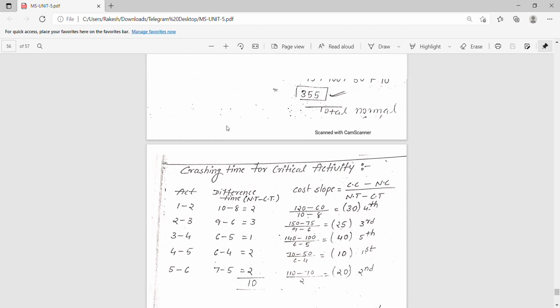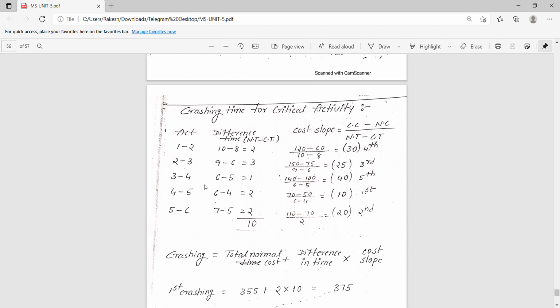Next, crashing time for the critical activities. To calculate the crash time, we only have these six activities in the critical path, so we are only going to consider these. Difference in time means the change in time, that is normal time minus crash time. This normal time and crash time are given in the question. If we do normal time minus crash time, we get 2, 3, 1, 2, 2. This total difference in time is 10.